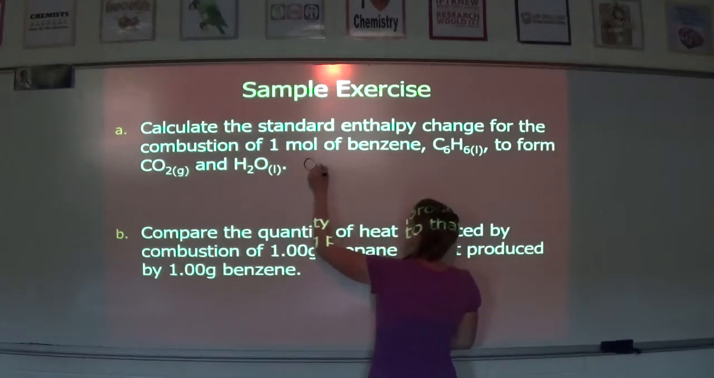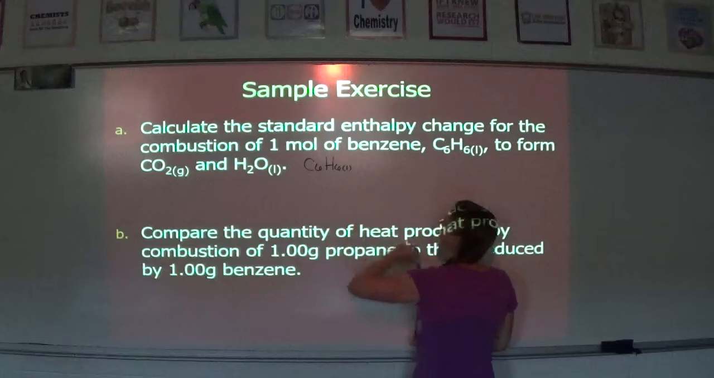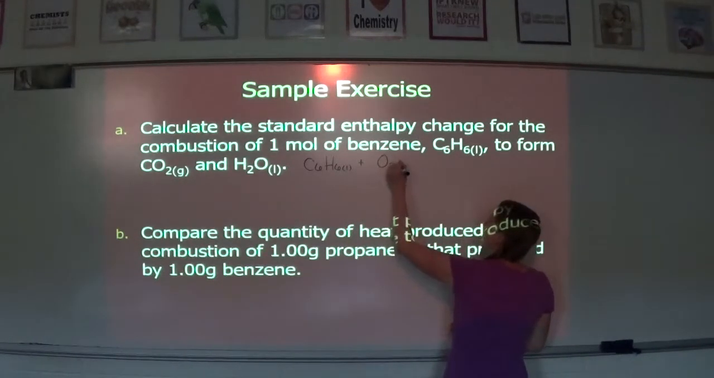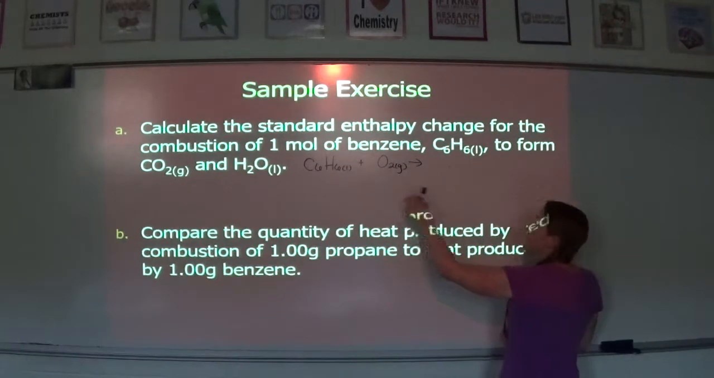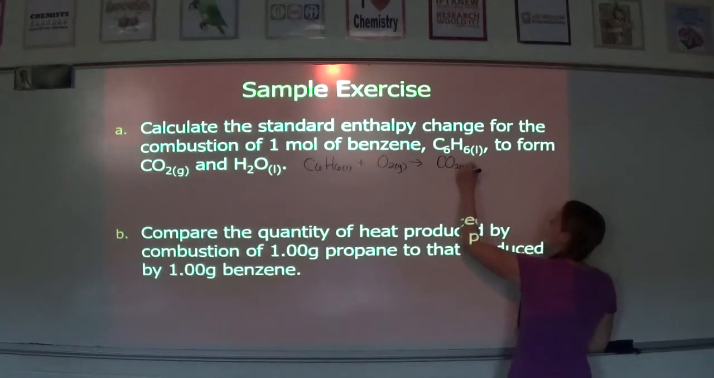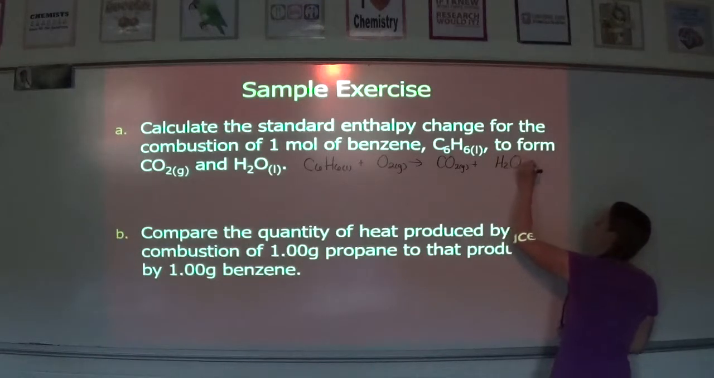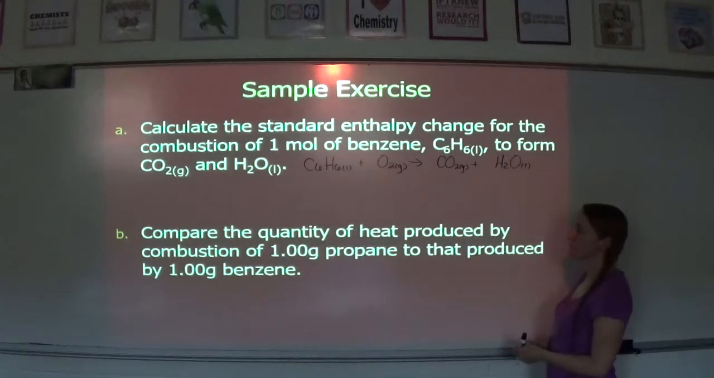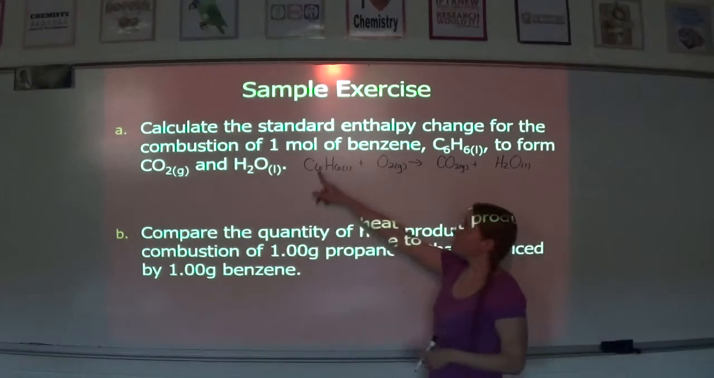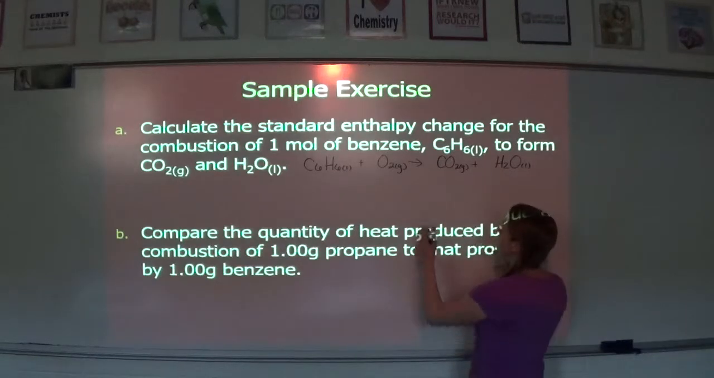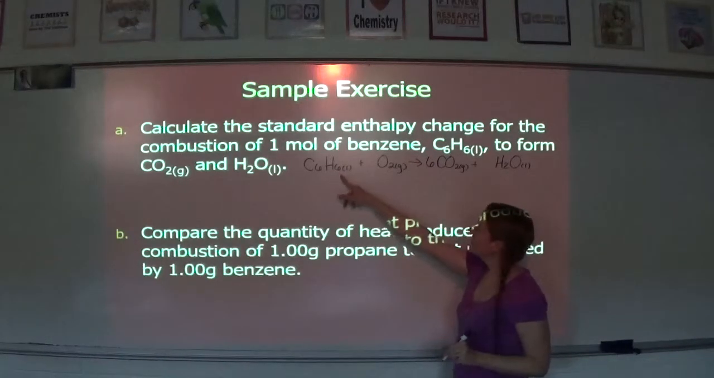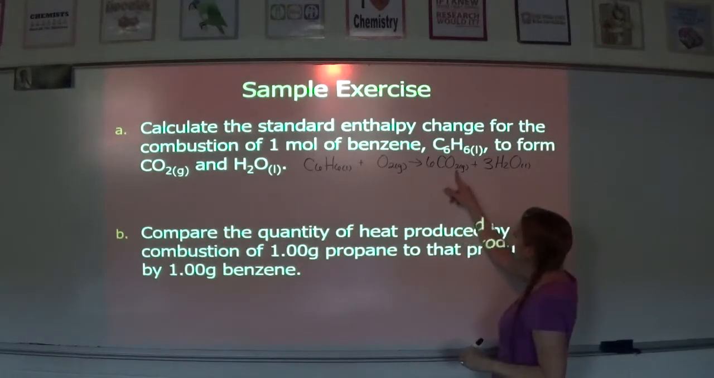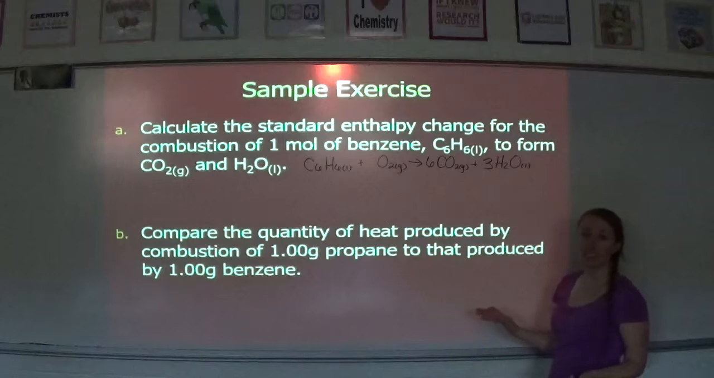C6H6 liquid. We're doing combustion, so remember, combustion means something burning in the presence of oxygen gas, and then it forms CO2 gas and H2O liquid. We have to have the coefficients because we multiply by the coefficients when we're solving these, so we have to balance it. I have 6 C's, 1 C, so I'm going to put a 6. I have 6 H's, 2 H's, so I'm going to put a 3. And then I have 2 O's. Here I have 12 and then 3, which is 15 O's.